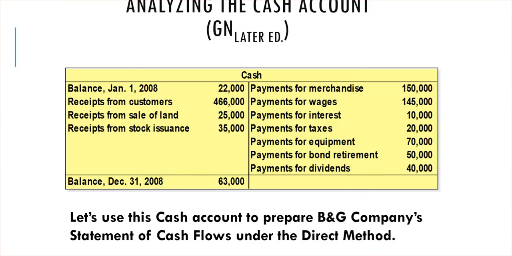If you used Garrison Noreen, and they were showing in the Garrison Noreen book, they were analyzing the cash account under the direct method, you'd have to go through and look at all these things and classify them. And not only would you have to classify, but you have to come up with meaningful captions for things, because you're going to do that cash flow and you need to have meaningful captions.